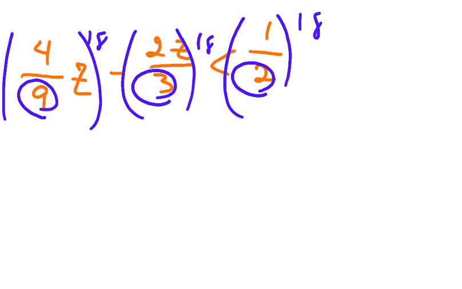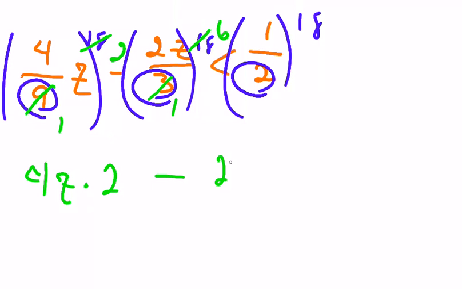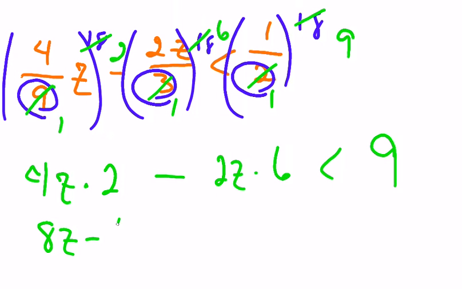Now a little trick I do, I write it up on the top because I know it's going to be able to cross cancel with the denominator. So here I would say 9 goes into 9 once and 18 twice, and then I know I have 4z times 2 left over. Here the 3 goes into 3 once and the 18 6 times, so then I have 2z times 6. And then here the 2 goes into 2 once, goes into 18 9, 1 times 9 is 9. So then I have 8z minus 12z is less than 9.